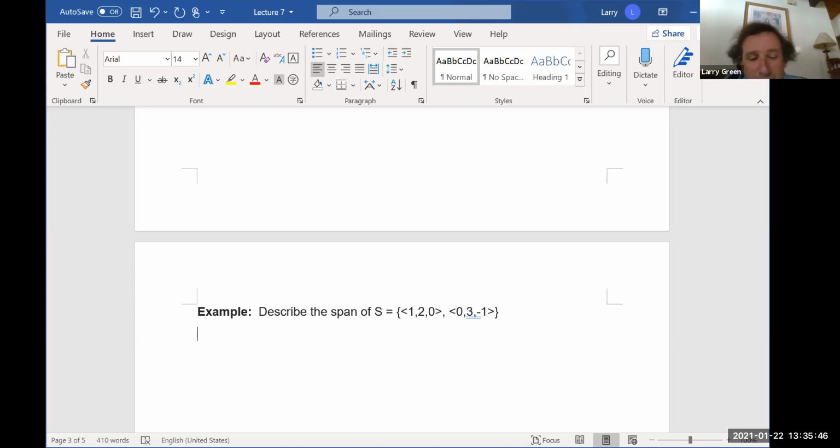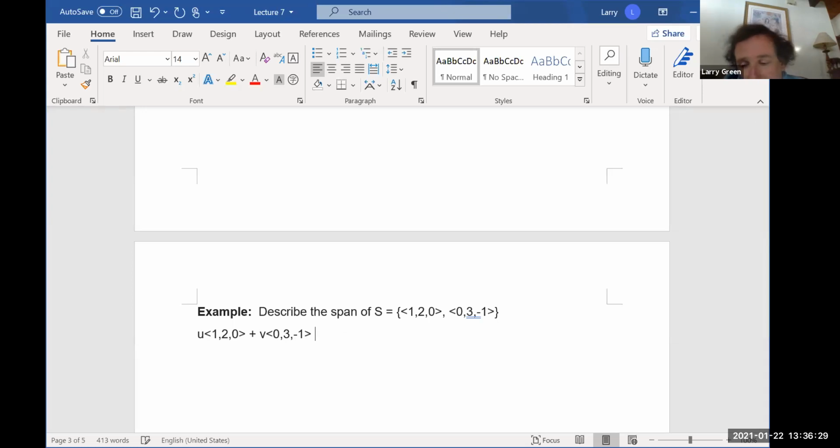Okay, so what we can look at is all things of the form X times 1, 2, 0 plus Y times, actually, sorry, not X and Y. I want U and V. U times 1, 2, 0, and then plus V times 0, 3, -1. Any questions on that so far?